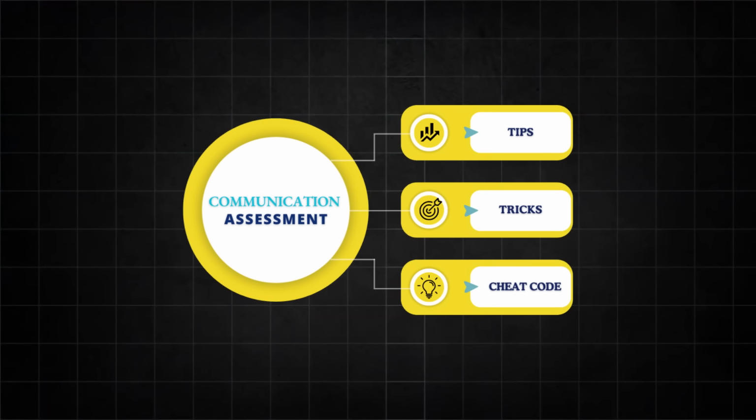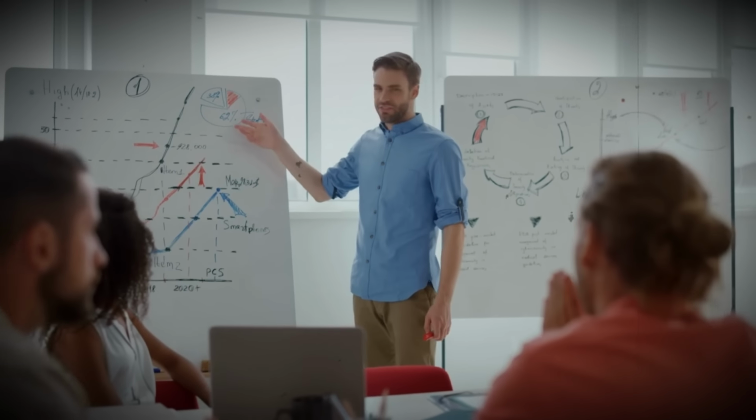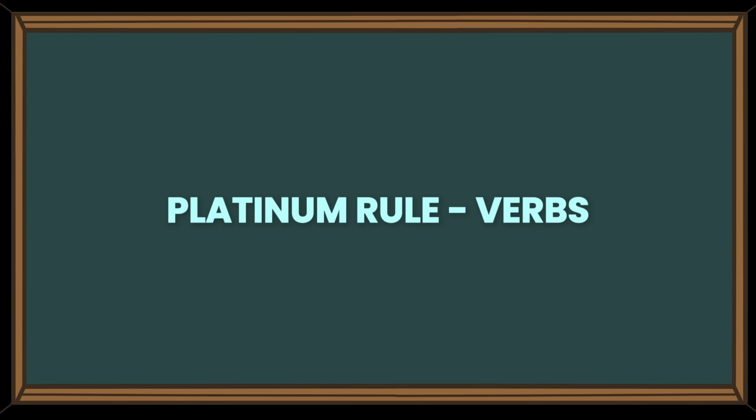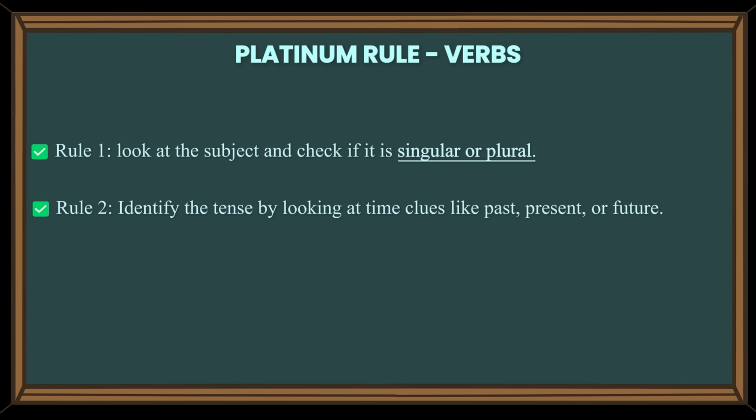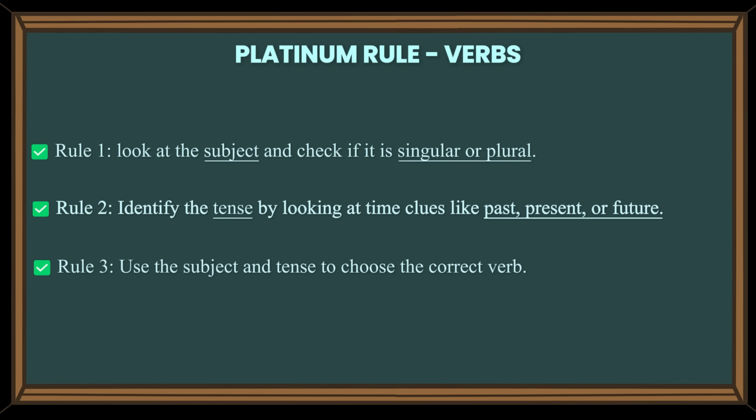Okay, so let me quickly share a super easy trick that will help you get these fill in the blank questions right every single time. I call this the platinum rule for verbs. The first thing that you need to do is to look at the subject and check if it's singular or plural. The next thing that you should do is to try to figure out the tense of the sentence by looking at the time clues like past, present, or future. And once you successfully find out the subject and the tense, choosing the correct verb becomes super easy.